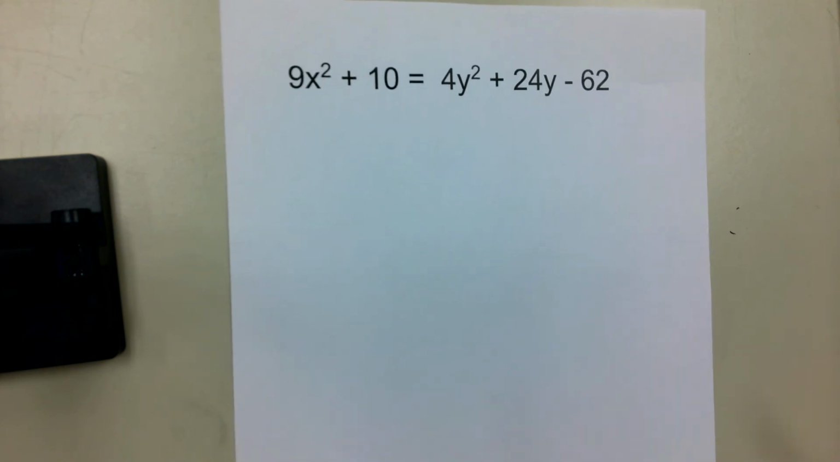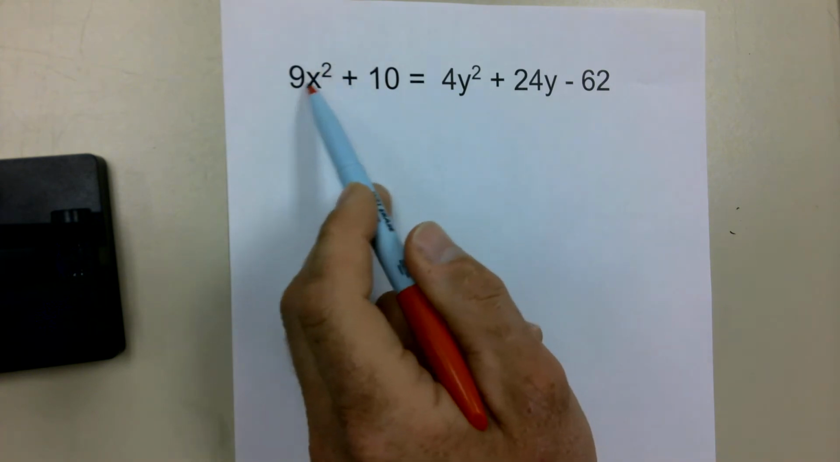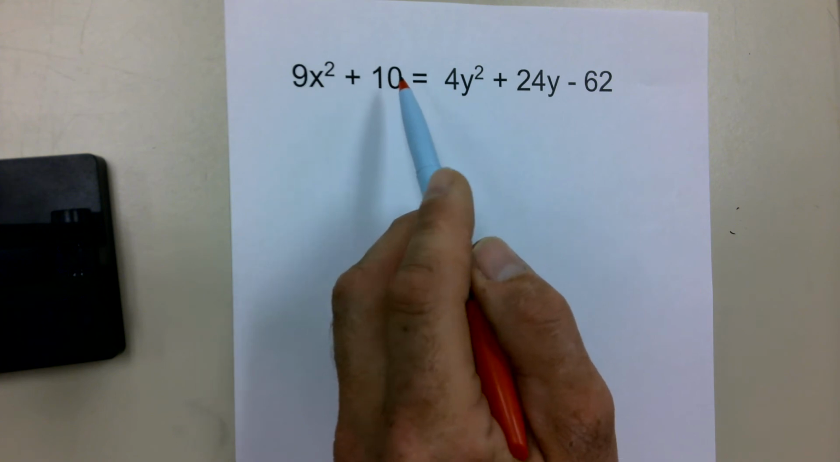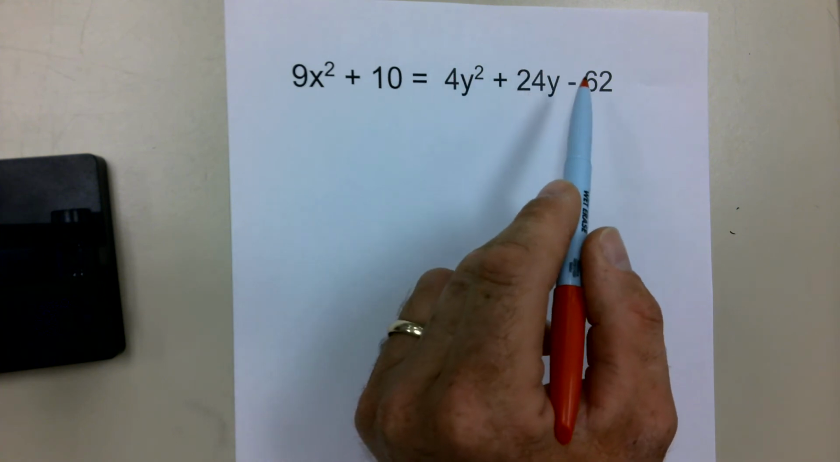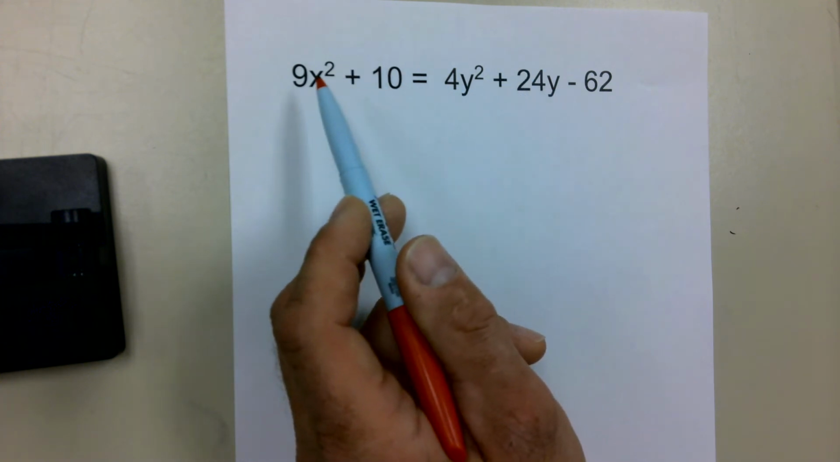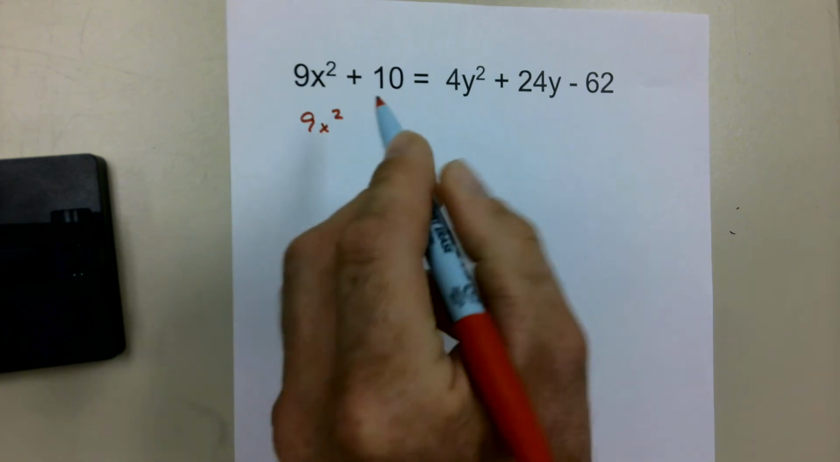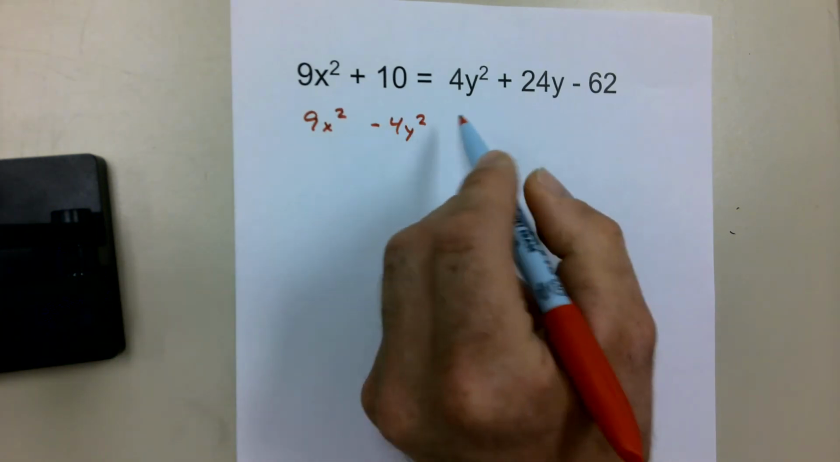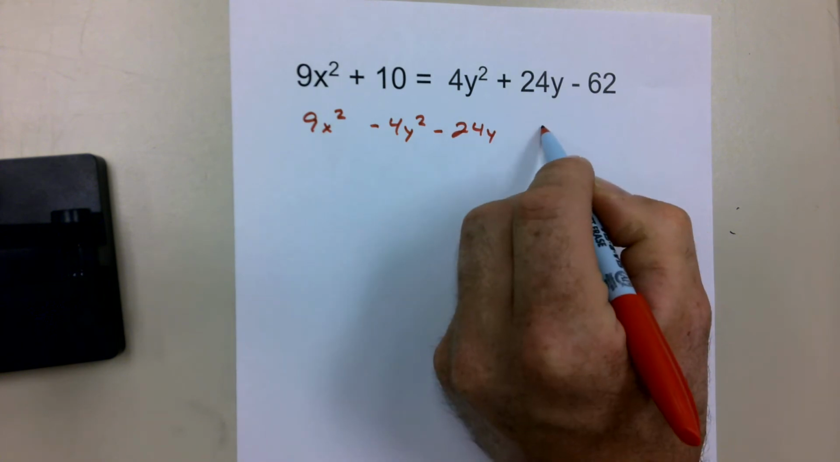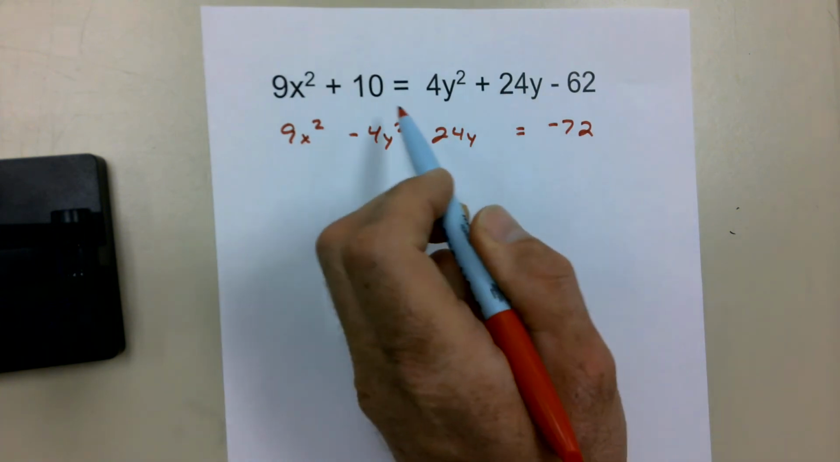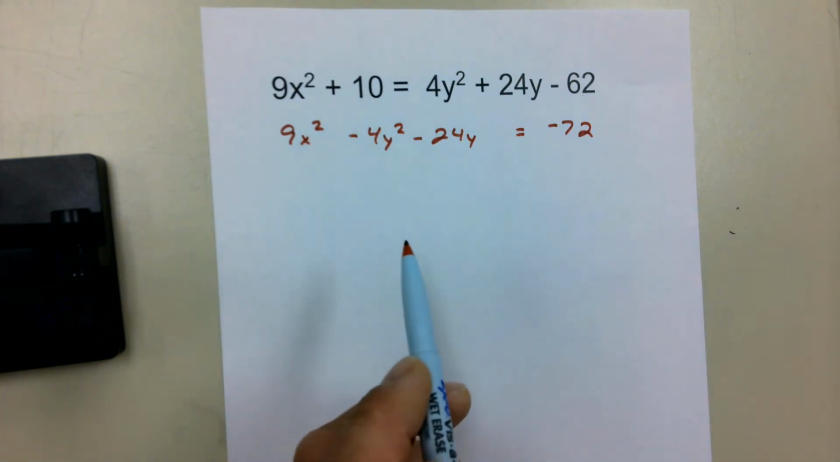Let's go ahead and see: 9x squared plus 10 equals 4y squared plus 24y minus 62. So this one's set up a little differently. Notice we have some x's on the left side, our y's are on the right side, and our constants are kind of split between the two. So what I want to do is go ahead and bring everything that has a y or an x to the left side. My constant, I'm going to move to the right side. So I have 9x squared, and it looks like our y's are going to be the negative part of my hyperbola as well. That's going to equal a negative 72. So what I did was I subtracted 4y squared, I subtracted 24y, and I subtracted 10 over to the right side.